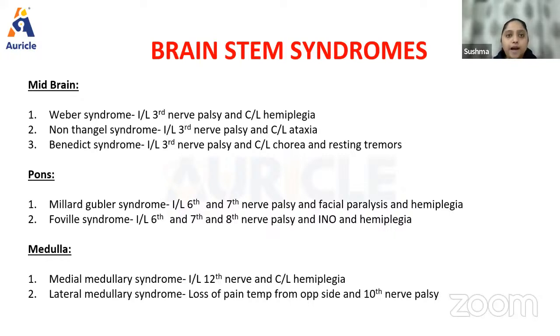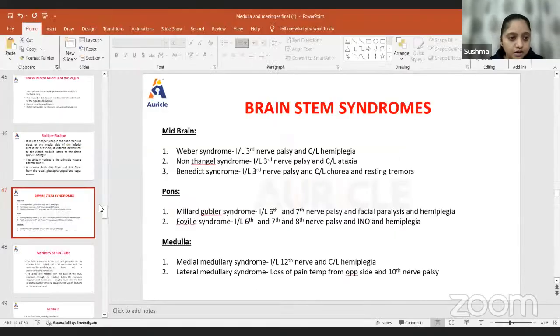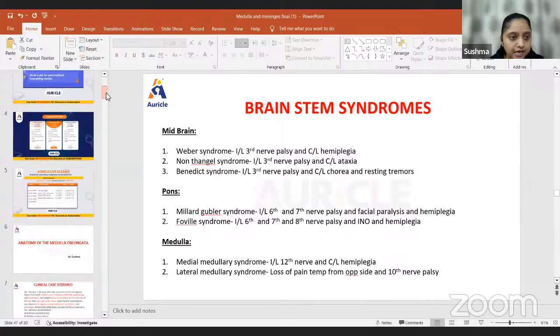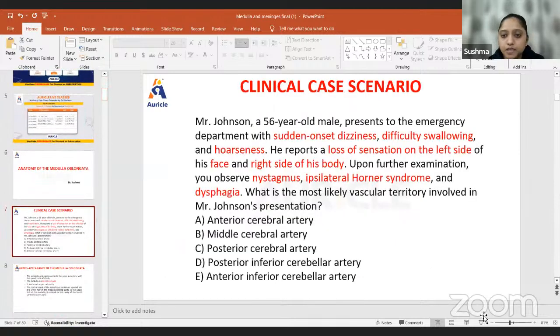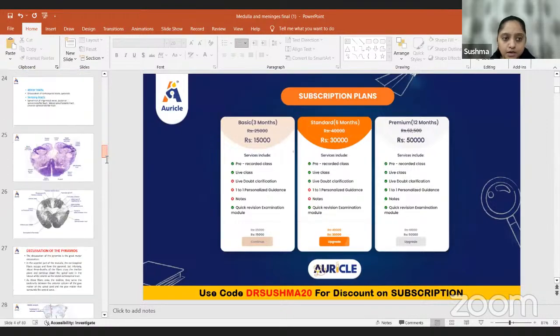Okay, now coming back to our first clinical case scenario question. Johnson, a 56-year-old male, presents to the emergency with sudden onset dizziness, difficulty swallowing and hoarseness. He also has ipsilateral Horner syndrome. Clearly, this is a lateral medullary syndrome. Artery is PICA. Ideally, it is actually the vertebral artery that is responsible for this. But yes, of course, PICA also results in this lateral medullary syndrome called Wallenberg syndrome.